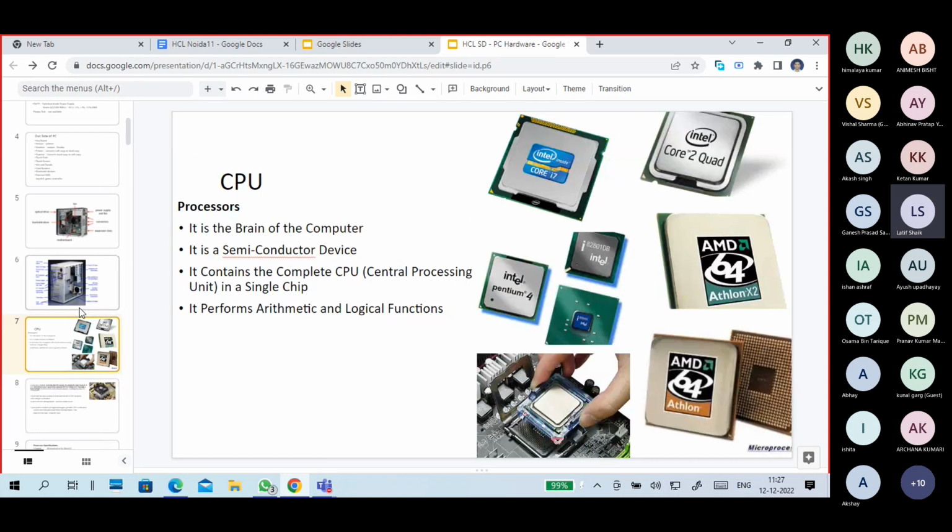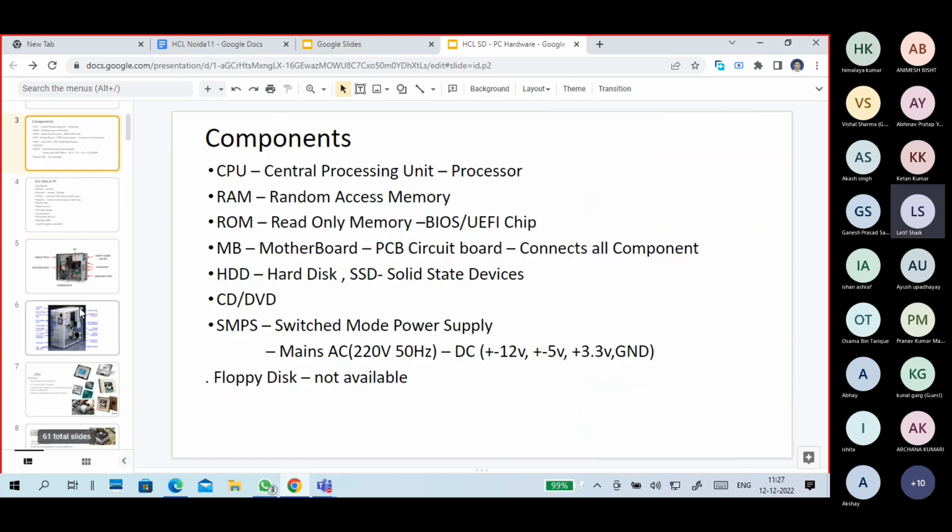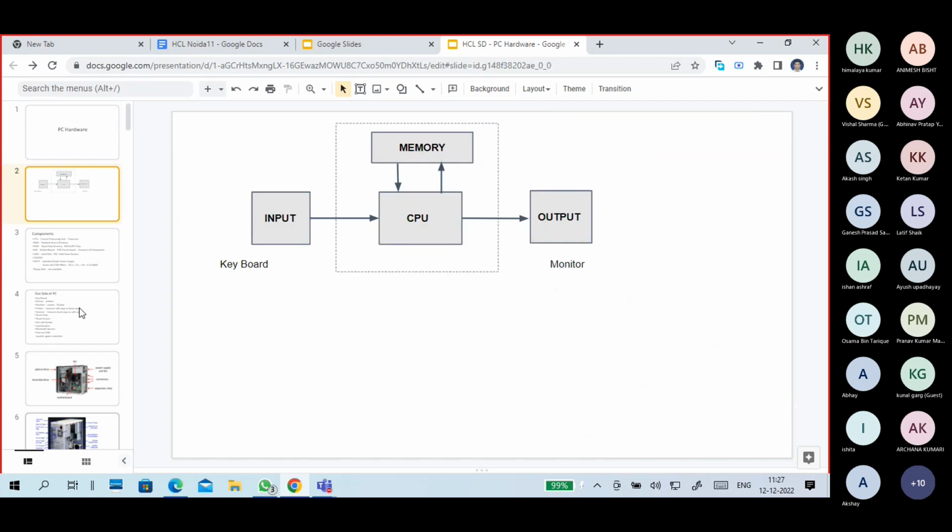So starting with the CPU, are you okay up to now, guys? Yes, sir. Very good.